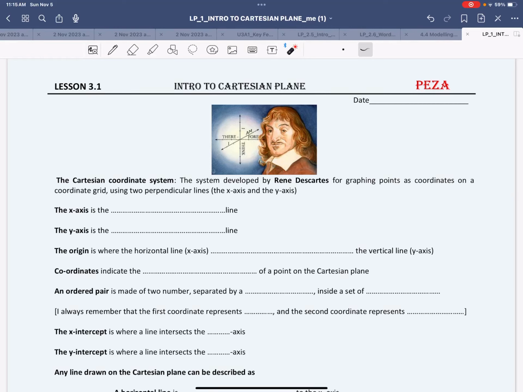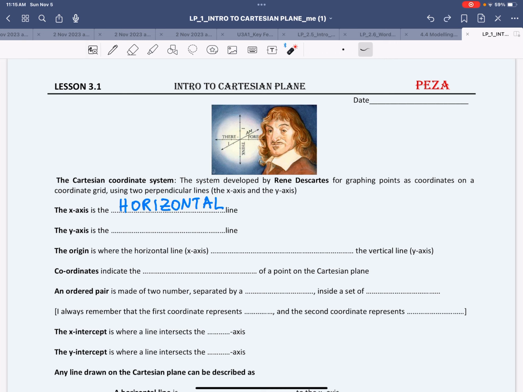We are starting the unit of linear relations, and our first lesson will be an introduction to the Cartesian plane. The Cartesian plane was developed by René Descartes, and it is named after his last name, as you can see. The Cartesian coordinate system allows us to locate a point by using its coordinates on a coordinate grid, using simply two perpendicular lines, the x and the y-axis.